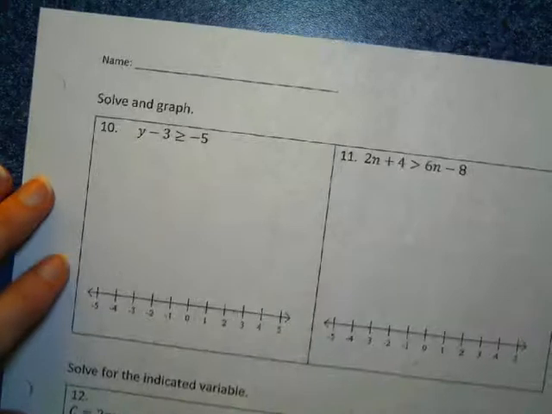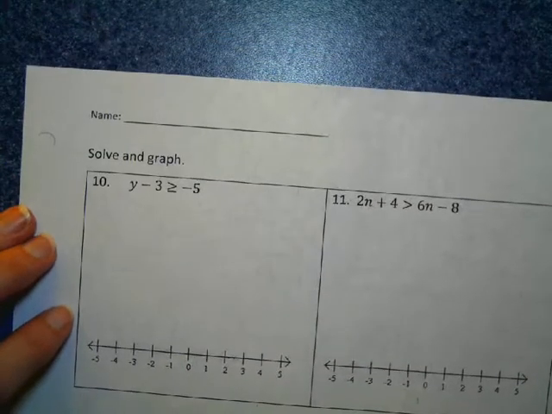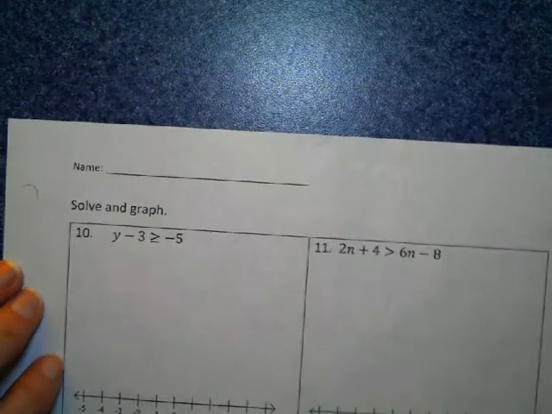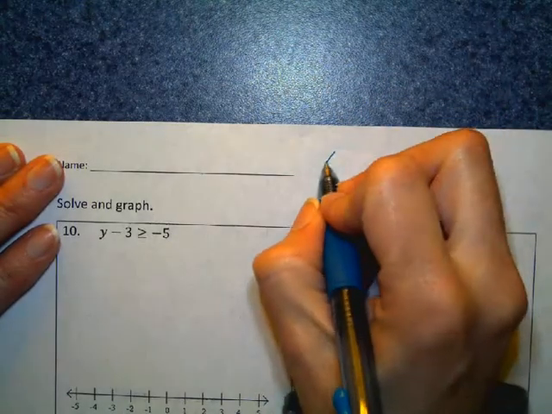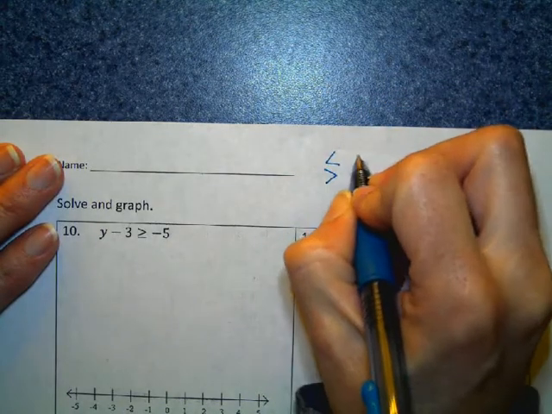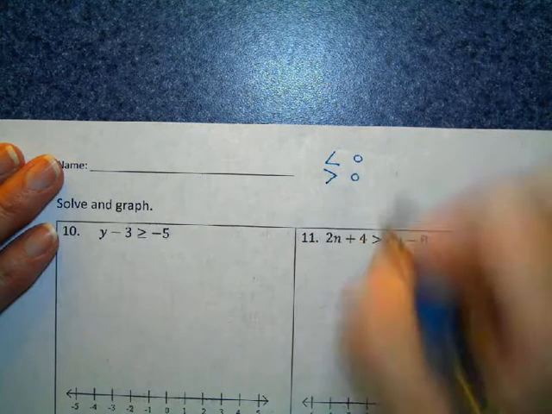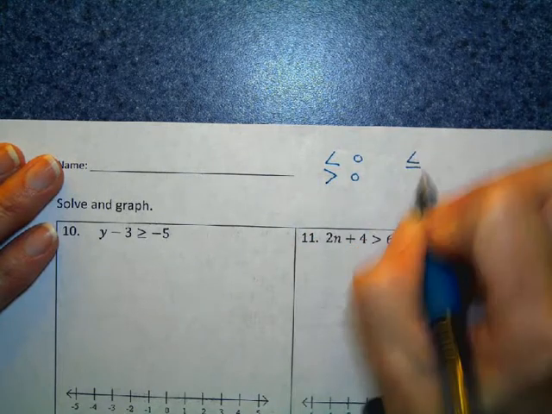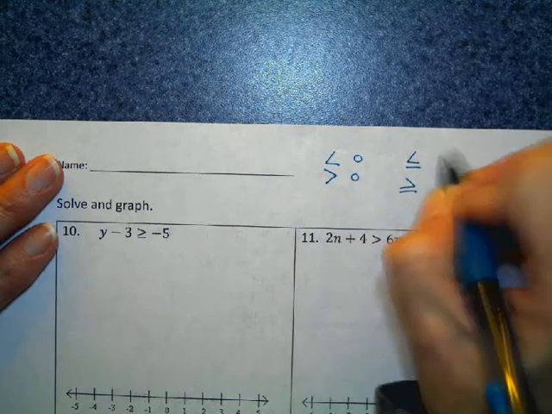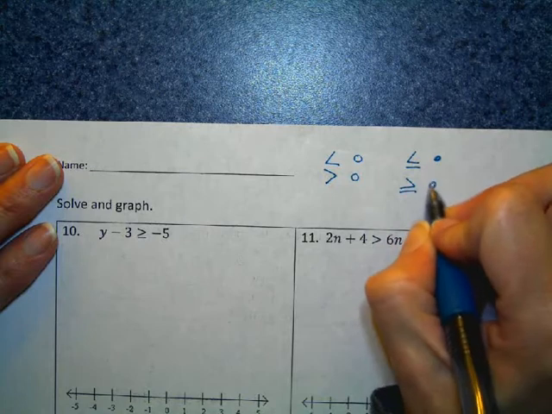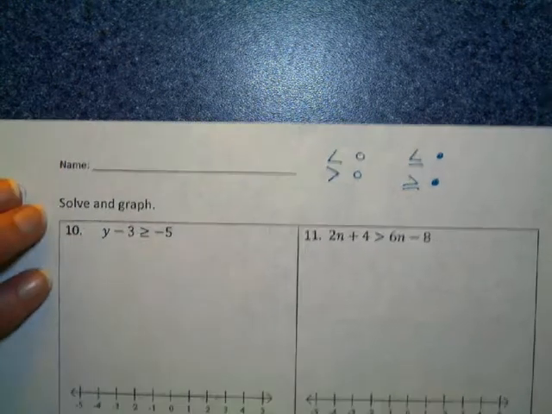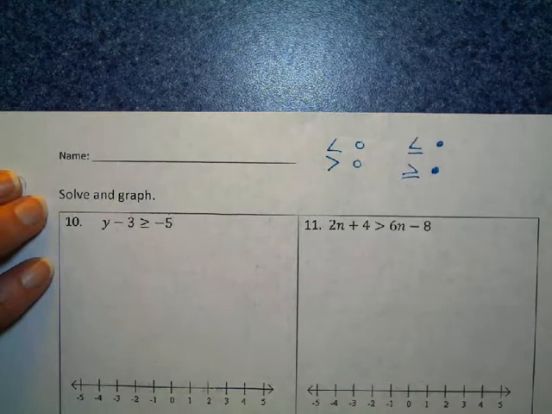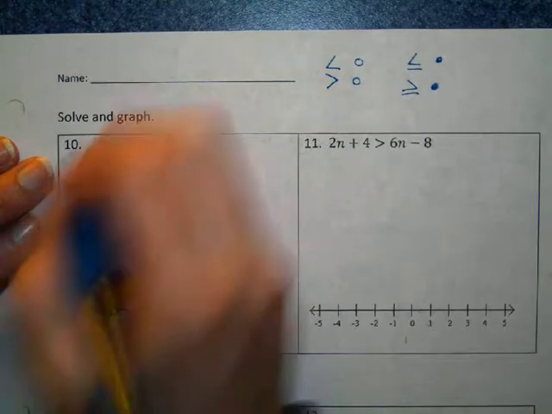Alright, inequalities. Just a quick review: if you have a less than or greater than sign, you're going to do an open circle on the number line. If you have a line under it, whether it's less than or greater than, those are going to give you closed circles on the number line. When you read something, you always read from the variable. So on this one, you add 3 to both sides.